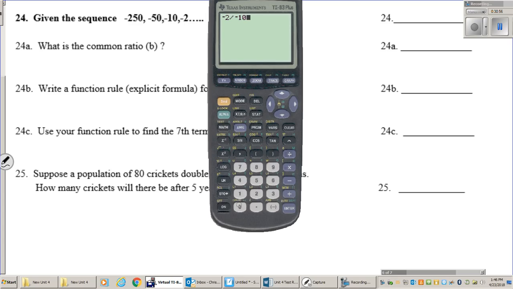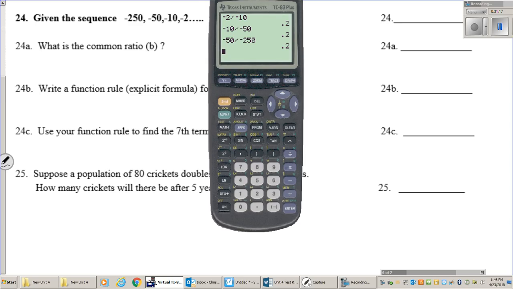So negative 2 divided by negative 10 is 0.2. Negative 10 divided by negative 50 is also 0.2. Negative 50 divided by negative 250, that also equals 0.2 or 2/10. So I see we do have a common ratio.